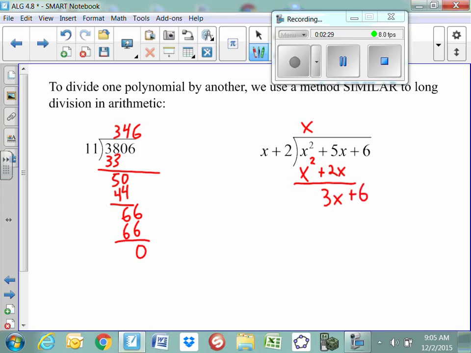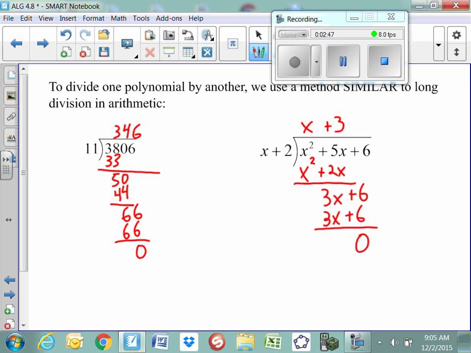Then I'm going to do it again. I'm going to say, how many times does x go into 3x? It goes in 3 times. 3 times x is 3x. 3 times 2 is 6. I get no remainder, and I am done.